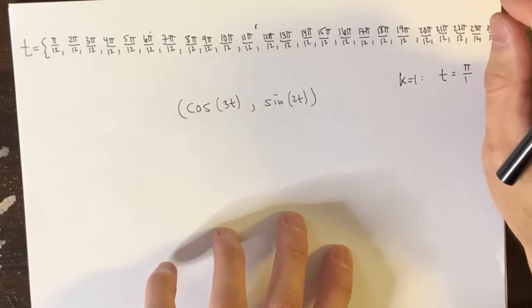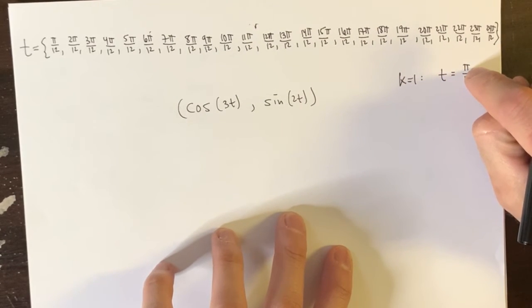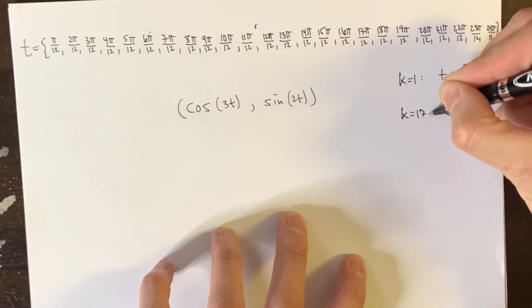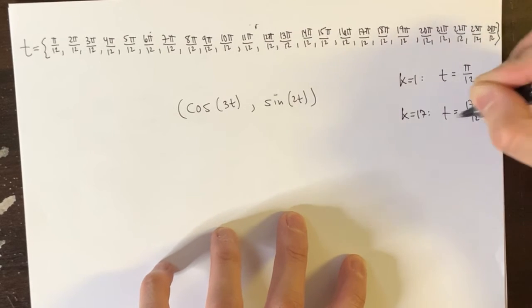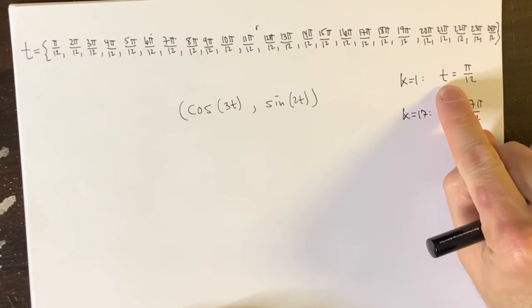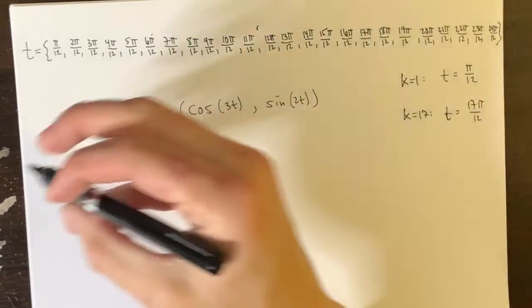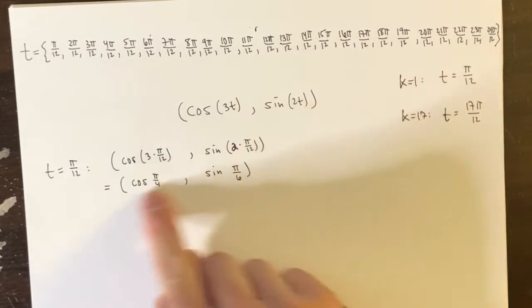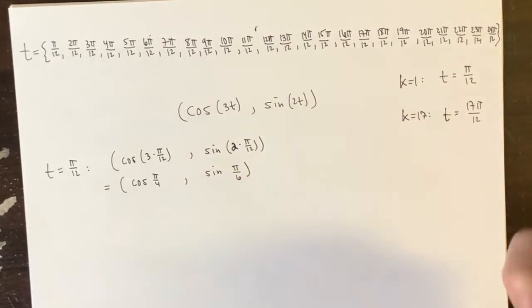So here's what this is saying. When k is 1, t equals 1π/12. And then when k is 17, t equals 17π/12. Let's pretend that t is π/12. Plug in π/12 there and there. So when you take π/12 and plug it in for t there and there, it simplifies to this point. This is a point on the xy axis.